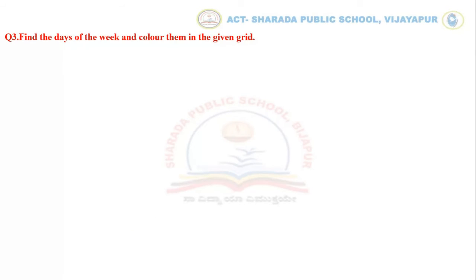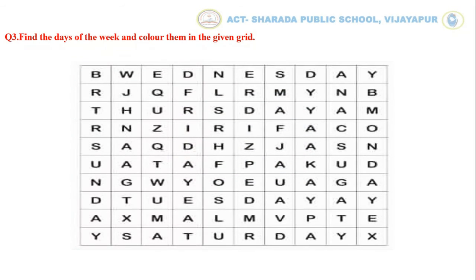Our next activity is about finding the days of the week and coloring them in a given grid. Children, here they have given a grid where we have to find out the days of the week. As we already learned about the days of the week, once again repeat after me. Sunday, Monday, Tuesday, Wednesday, Thursday, Friday, Saturday. So children, we have to find out those days from the given grid here.